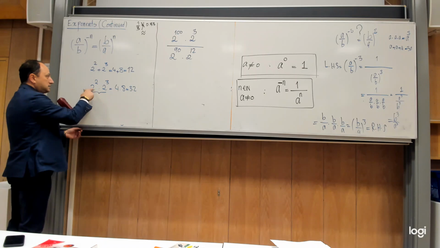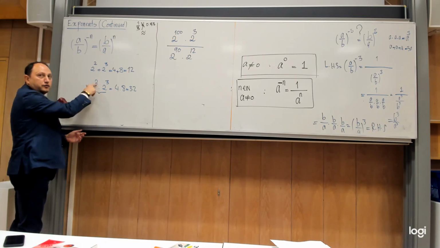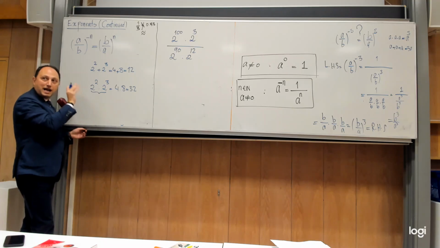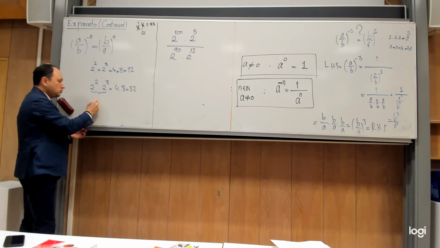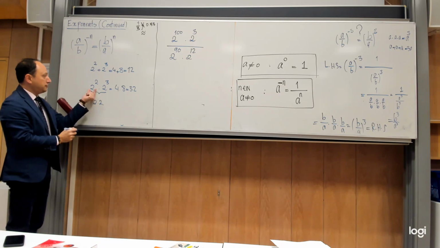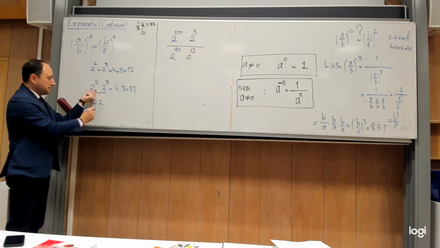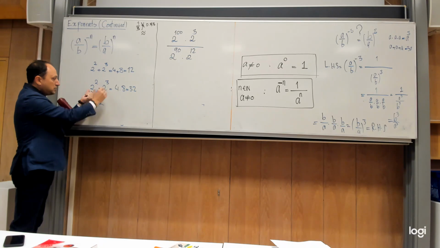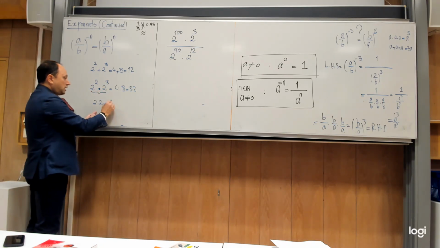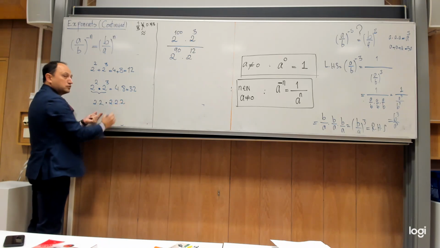Because 2 to the power of 2 means what? Not 4. It means 2 times 2. This is the meaning of the first factor. And then multiply this multiplication. 2 to the power of 3 is 2 times 2 times 2.